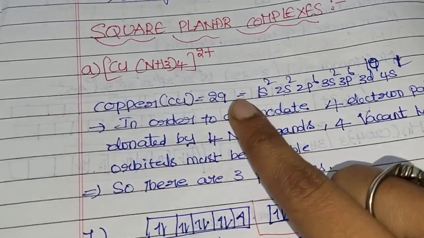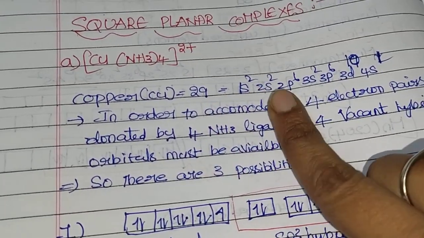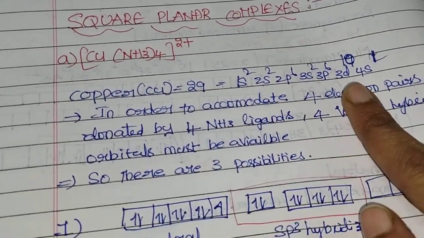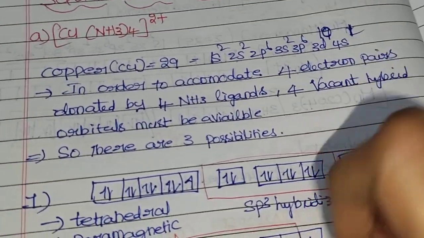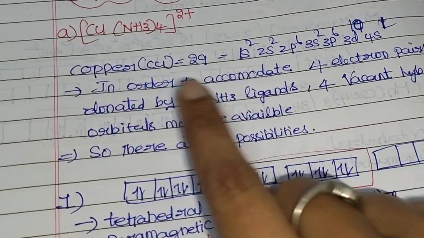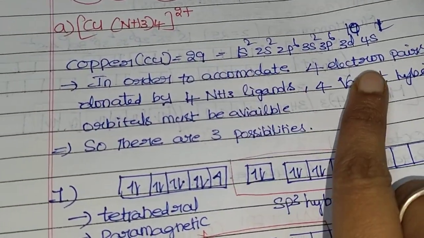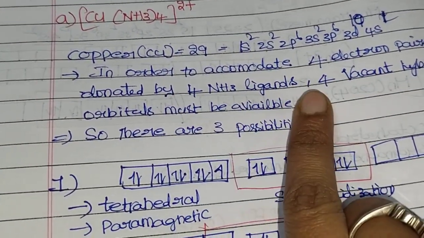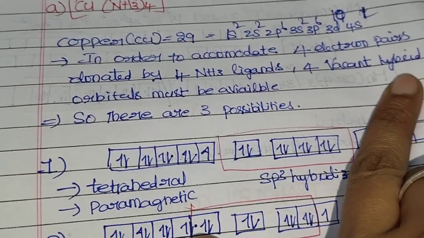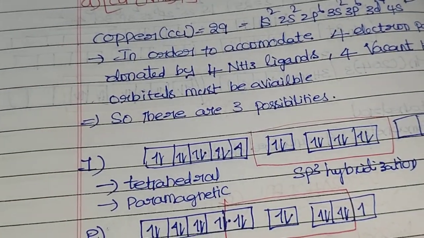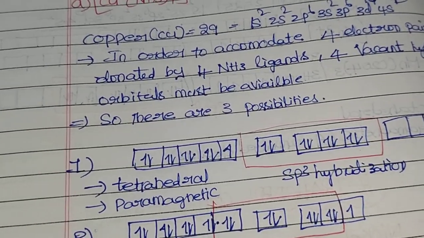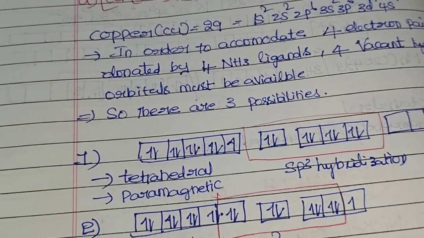Same again, copper will write electronic configuration 1s2 2s2 2p6 3s2 3p6 3d10 4s1. So in order to accommodate the 4 electron pairs donated by 4 NH3 ligands, 4 vacant hybrid orbitals must be available. So for this there are 3 possibilities. What are they? Let's see.